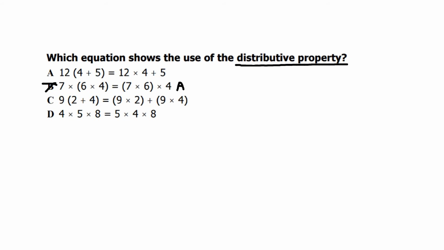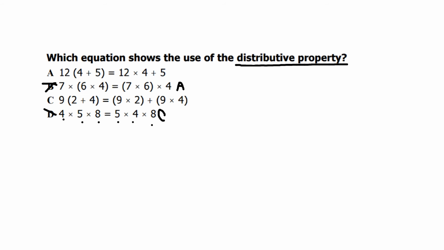Oh, 4 times 5 times 8 and 5 times 4 times 8. Those are the same numbers, but they're changing the order. So I'm going to write a C next to this one because I know that that's an example of the commutative property. Now let's look at the remaining 2 options.